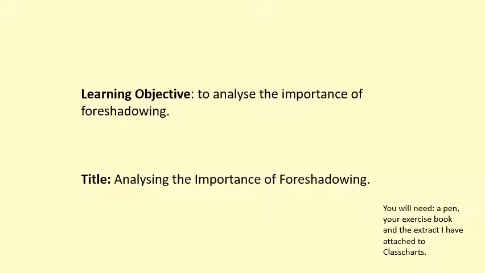Hello, Year 7. Today we're looking at The Wind in the Willows again, but we're going to be focusing specifically on a language device. That's foreshadowing. So you're going to need a pen, your exercise book, and the extract I've attached to Class Charts. Your title is Analysing the Importance of Foreshadowing. So go and get those things if you need them. When you come back, write into your books, analysing the importance of foreshadowing, and underline it, and then go on to the next slide.